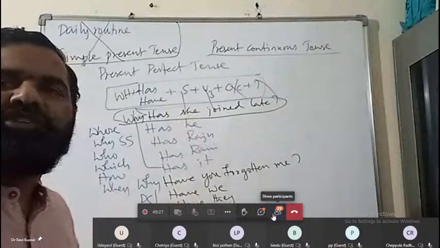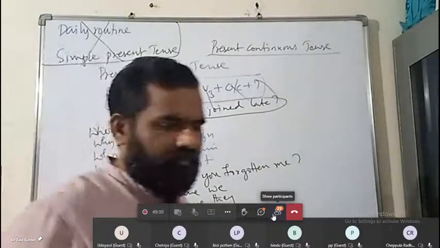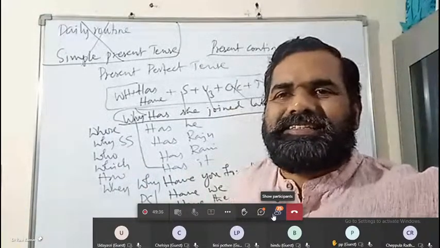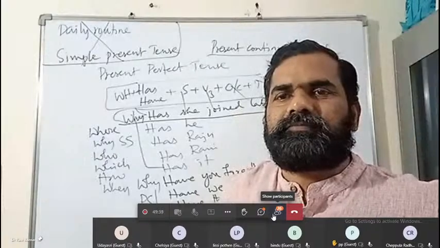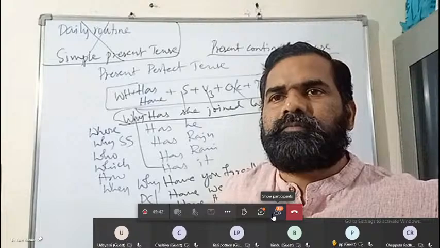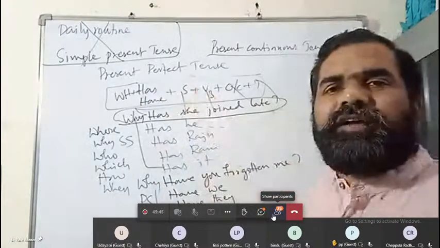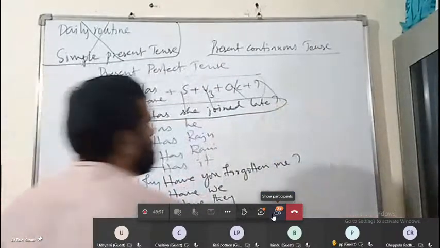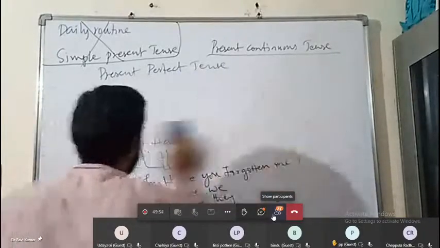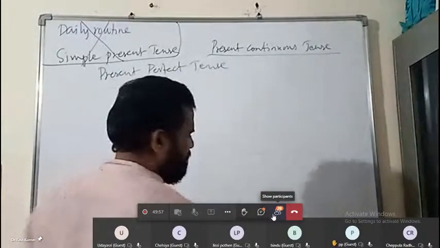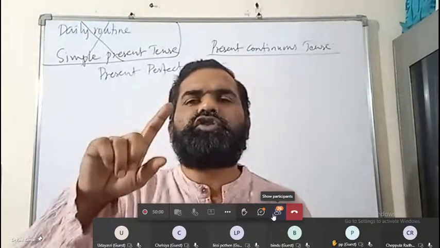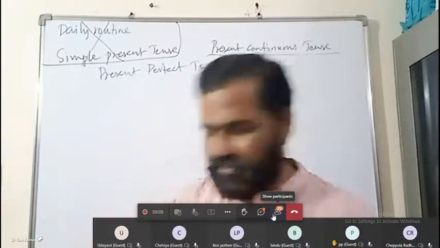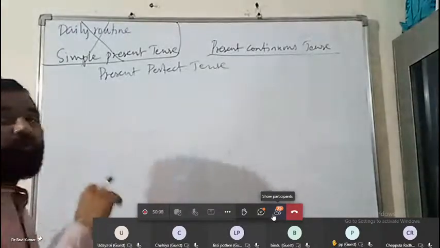Have you finished writing WH questions? WH questions for present perfect tense. Have you finished writing? Can I wipe it? Thumbs up, please. That's great. All right. So we have looked at 4 structures, 2 rules, nearly 20 examples. Now let's do some more practice.